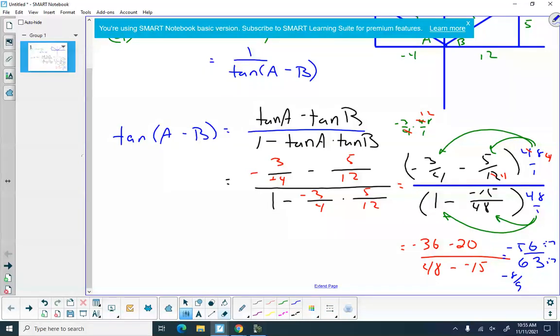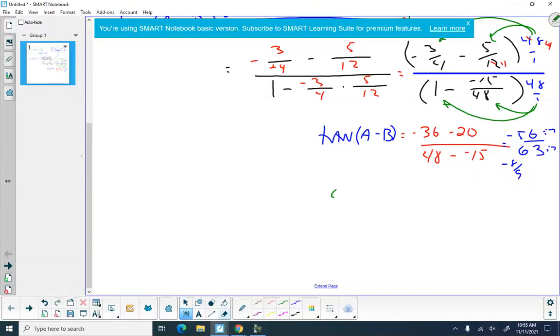Now, what this is equal to is the tangent of A minus B. To find the cotangent of A minus B, all we have to do is flip it over. So we have negative 9 over 8. And once again, I can tag that negative anywhere I want.